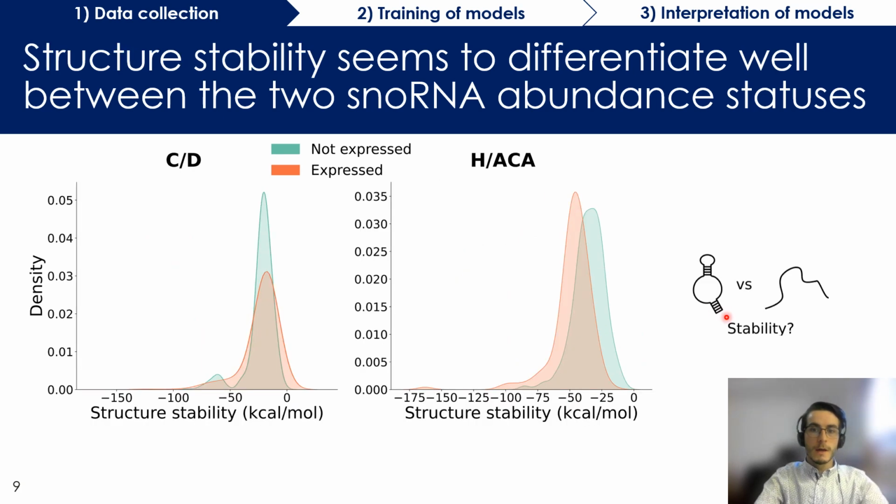Here I show you the distribution of global structure stability. We can see that for HACA box snoRNAs, when they're expressed, they tend to have a more stable structure than their not expressed counterparts, and we don't see that trend in CD-box snoRNAs.